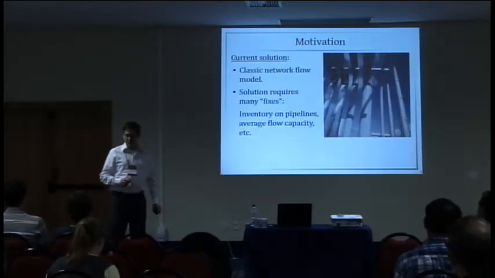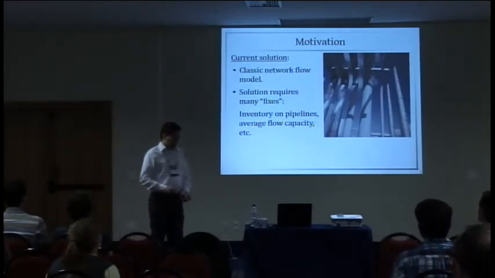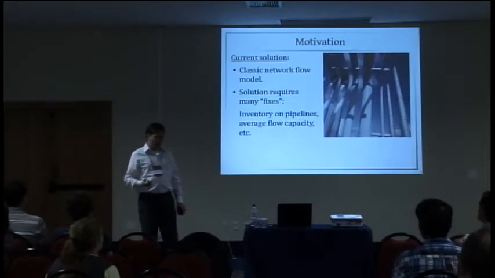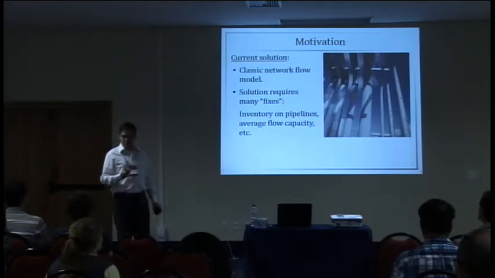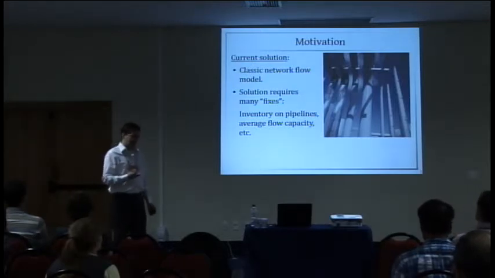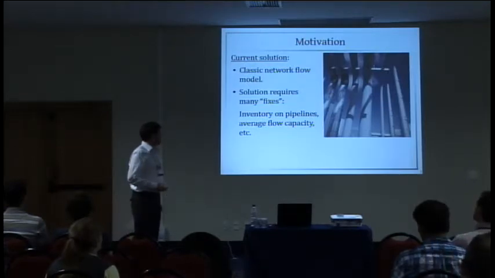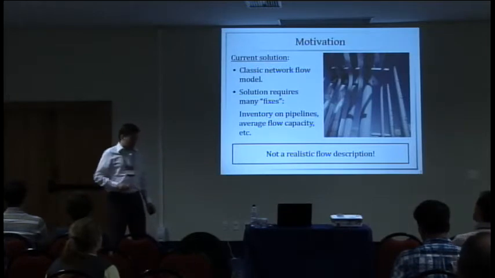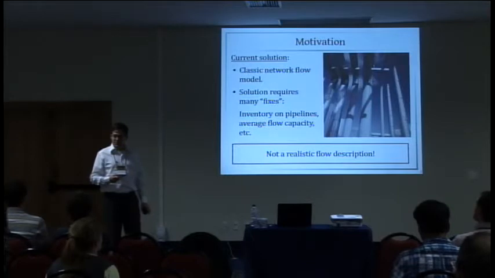The current solution that is used at the company is a classical network flow model. This model produces a solution, but it requires a lot of fixes done by the logistic analysts. So they have to use all the expertise and fix a solution, because the network flow model doesn't consider the flow rates correctly, it doesn't consider the inventory, it doesn't also consider the time it takes to the destination. That means the current solution is not yet a realistic description of the plan.